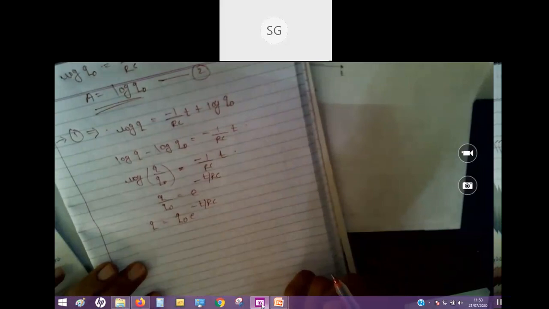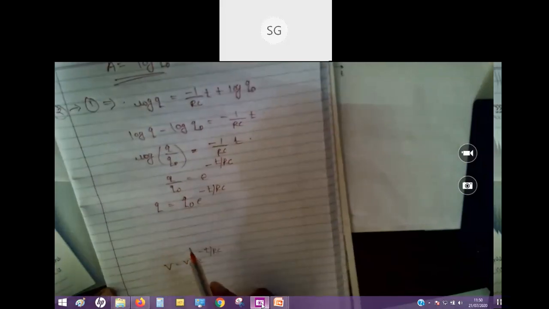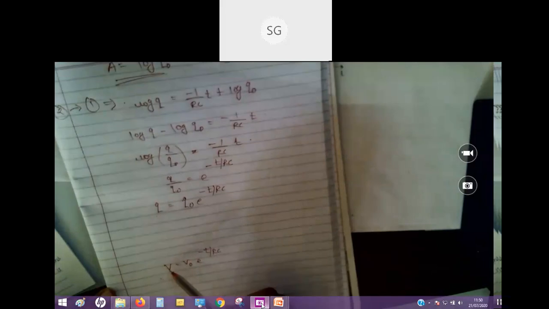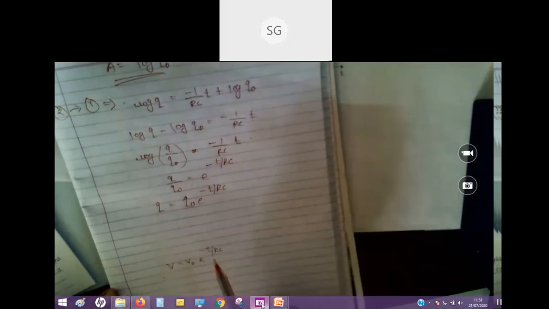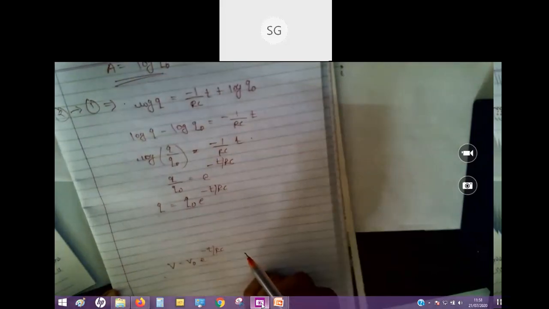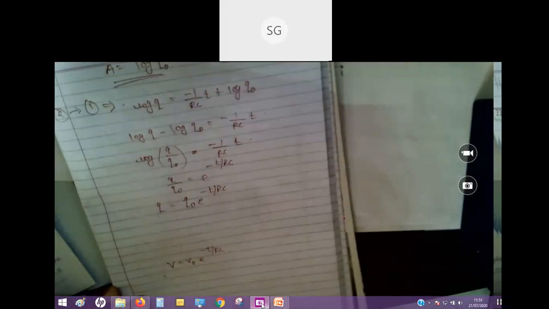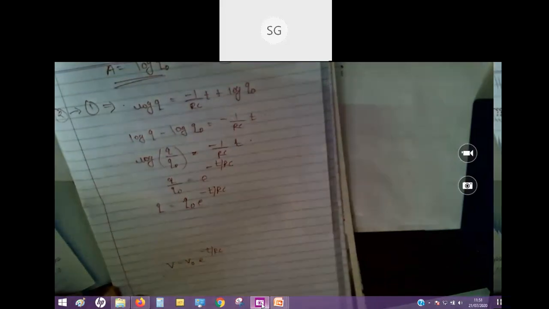Are you getting this? Now from this, how can we prove that v equal to v naught e raised to minus t by RC? What are the in between steps? Can you please tell? From q we have to get to v, from q naught we have to get to v naught. So what is the relation between q and v, that we have to check. We know, and they have also given in the question, q is equal to CV.